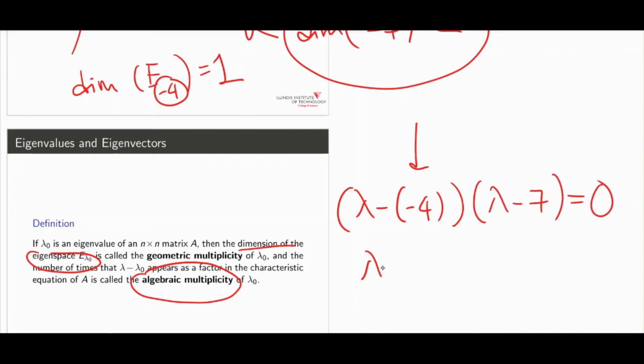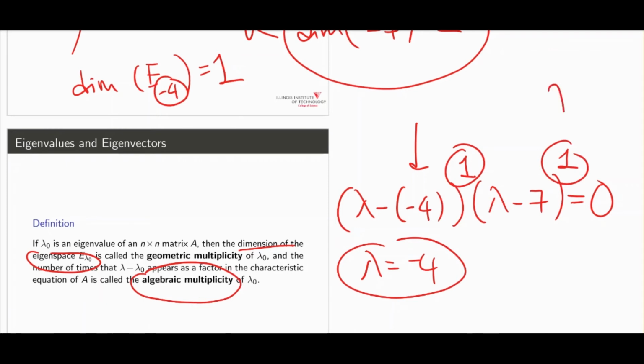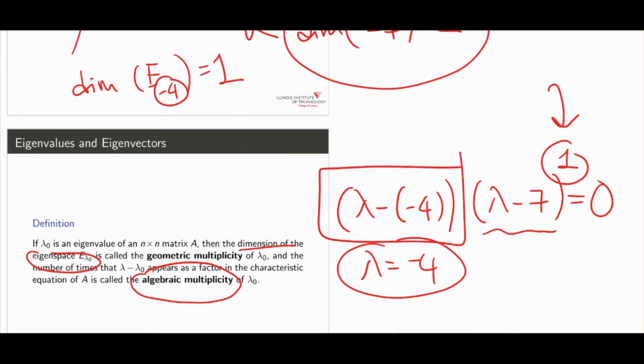So lambda equals negative 4 appears one time, as one factor. This is only one factor in the characteristic equation. So lambda equals negative 4 has algebraic multiplicity 1 because of this. Lambda equals 7 also has algebraic multiplicity 1 because this factor appears only one time in the characteristic equation. So algebraic multiplicity counts the number of factors in the characteristic equation that look like this.